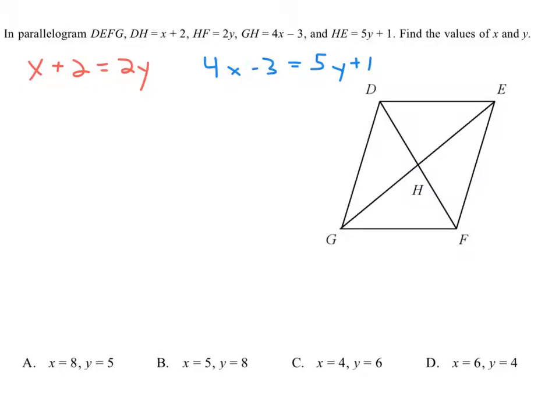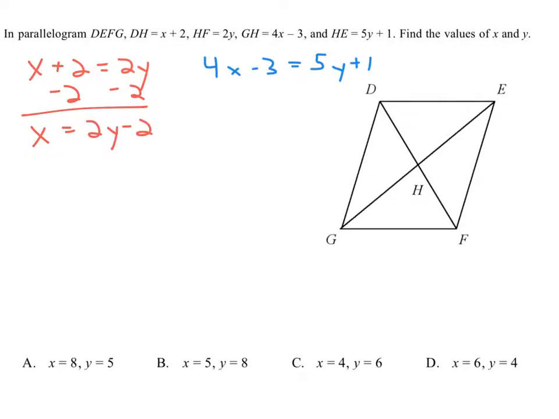Well, we can do substitution, where if we can take one equation and isolate a variable, then we can replace the variable in the other equation with the expression that it's equal to. So what I'm going to do over here on the left, since we already have just an x, all we have to do is subtract 2 from both sides, and then it'll just say x equals, and that's what we want. So I'm going to say minus 2, x equals 2y minus 2.